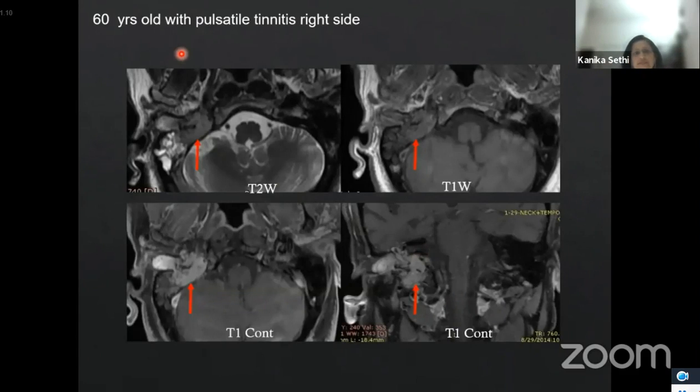The next case is a patient who came with pulsatile tinnitus on the right side, a large expansile lesion in the jugular fossa, but you see it is very vascular. You see irregular vessels within it. That's the salt and pepper appearance. It's in the jugular fossa going into the middle ear. So that is a glomus tumor in the right jugular fossa.